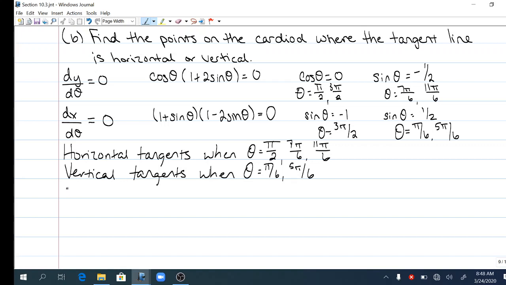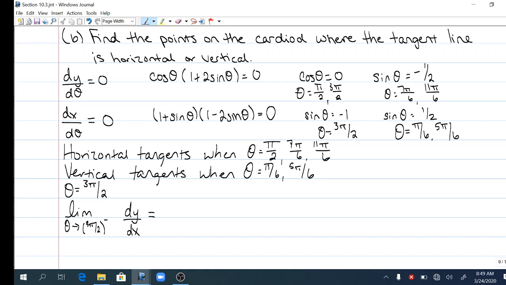Now, when theta is equal to 3 pi over 2, this is going to be a special case. We're going to evaluate this using limits. So let's take the limit as theta approaches 3 pi over 2 from the left of our derivative dy dx. We already know that when I plug 3 pi over 2 into dy dx, I'm going to get 0 over 0 because 3 pi over 2 was a solution for both the numerator and denominator.